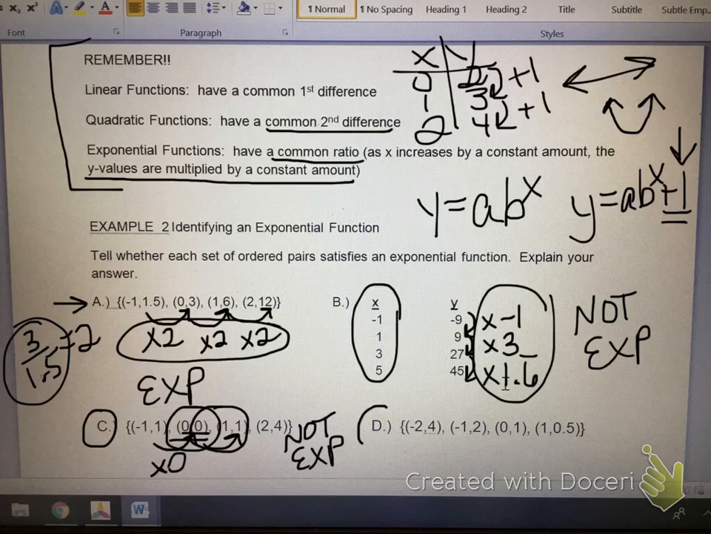Now I'm going to leave letter D for you. You try that. I'll let that be your extra credit. Is that function exponential? Let me know. Remind me, please, in class that I said that that's extra credit.